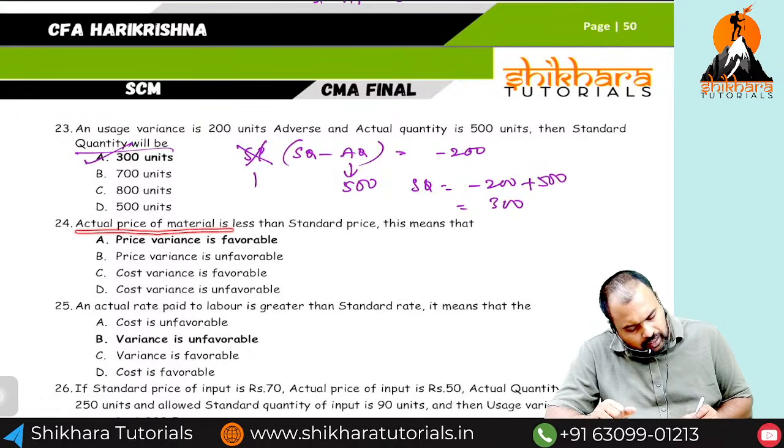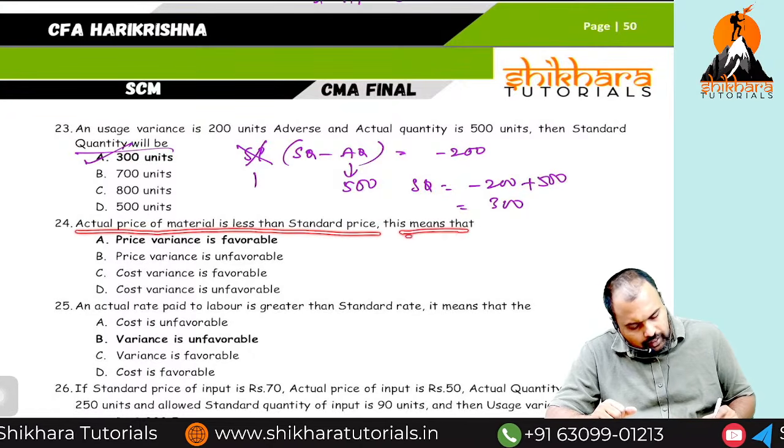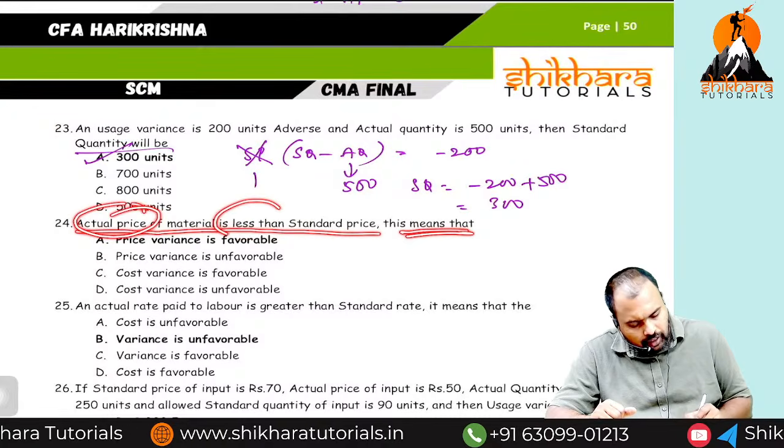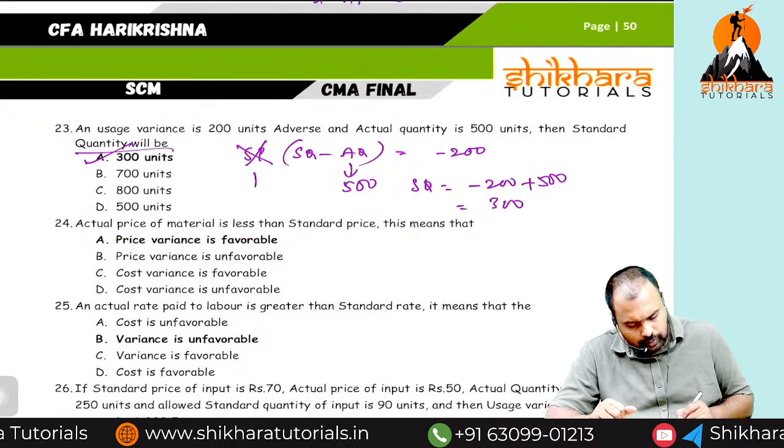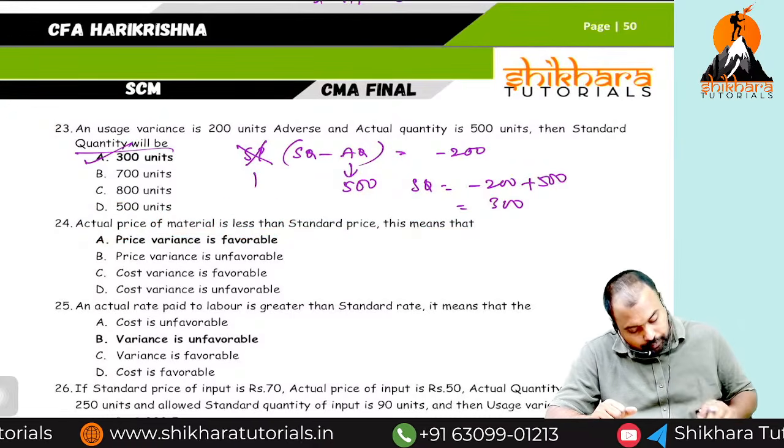Actual price of metal is less than standard price. Then what does it mean? If actual price is lower, that will be a very good thing for us. So price variance will be favorable.